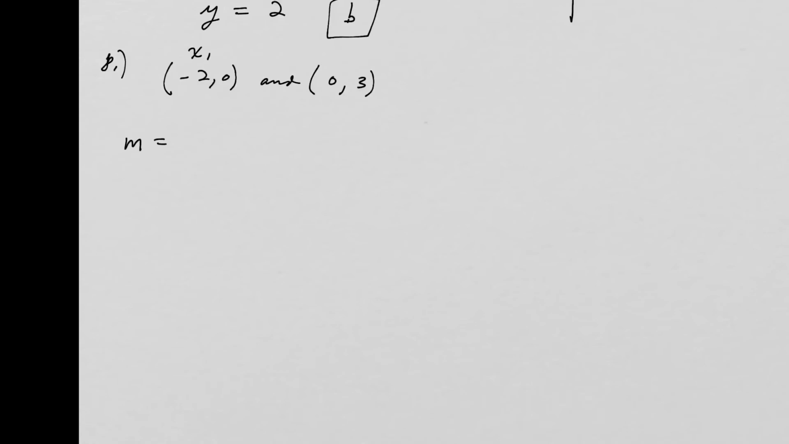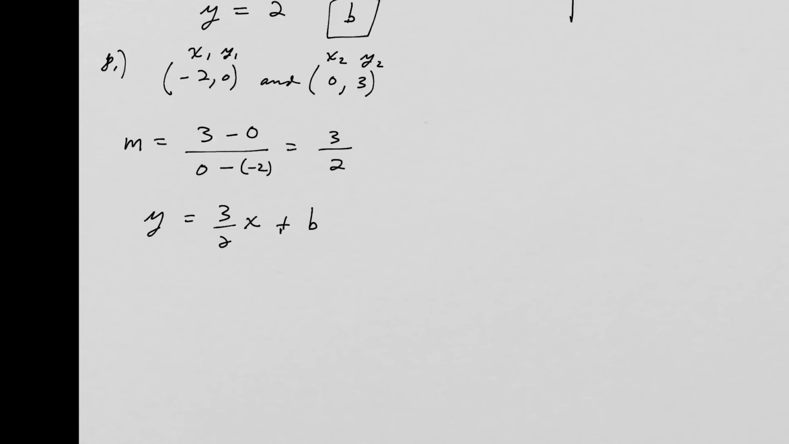So if I label this x1, y1, x2, y2, then this is going to be y2 minus y1 over x2 minus x1. So 3 minus 0 is 3. And then 0 minus a negative 2 is positive 2. So it looks like the slope is 3 halves. Okay, so the equation is going to be y equals 3 halves x plus b. Actually, let me fix that. Hold on. Plus b. So how do I find b?